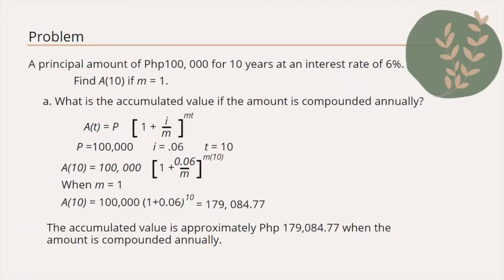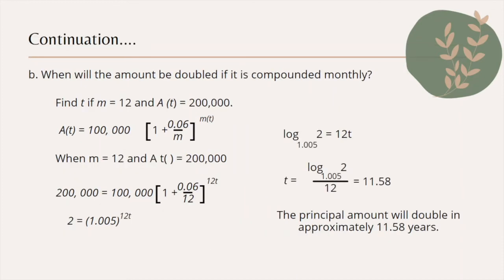Applying the formula in this problem, we must find A(10) if M is equal to 1. For A, following the regular procedure, the accumulated value must be 179,084.77 pesos if compounded annually. B asks the amount if compounded monthly, and the answer must be 11.58 years.